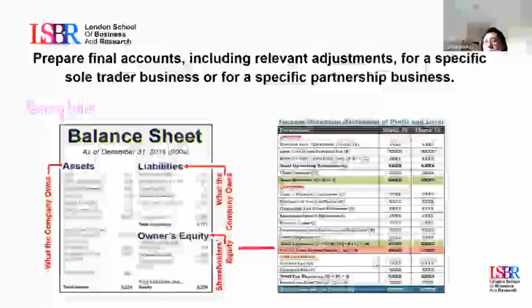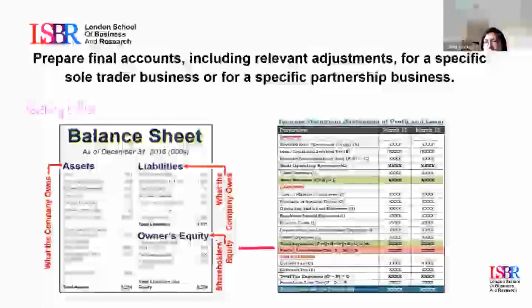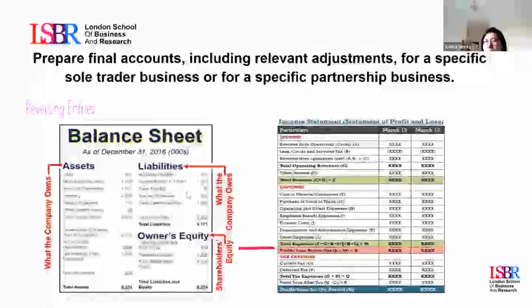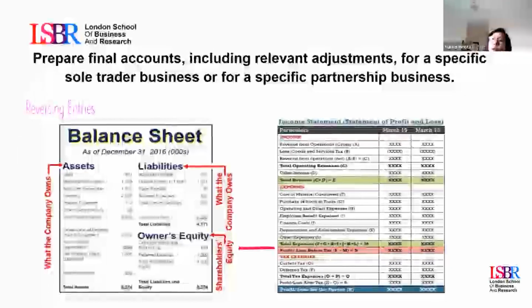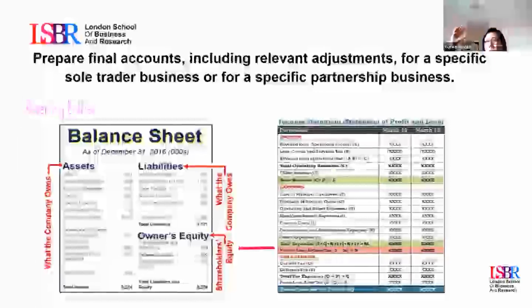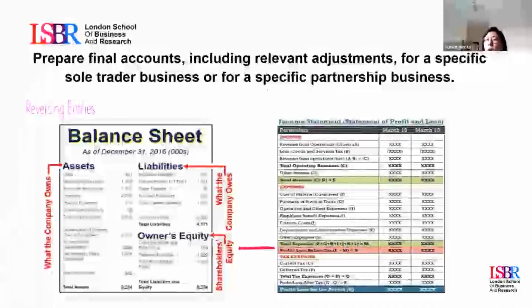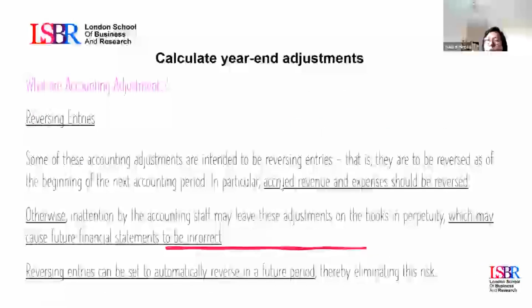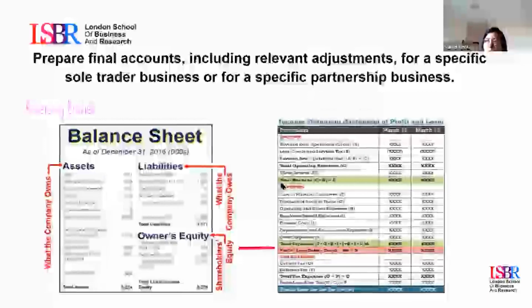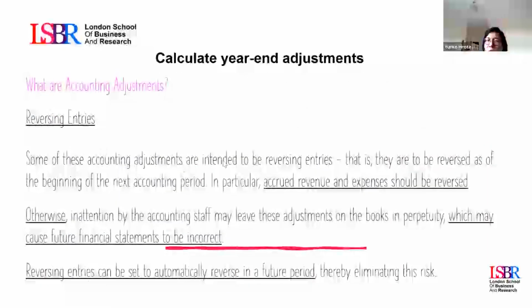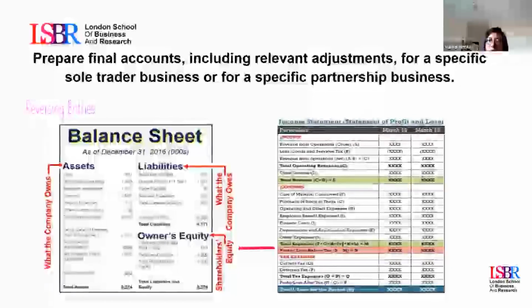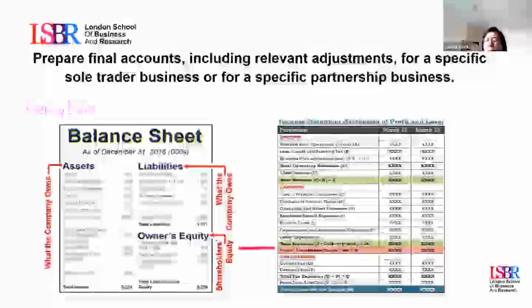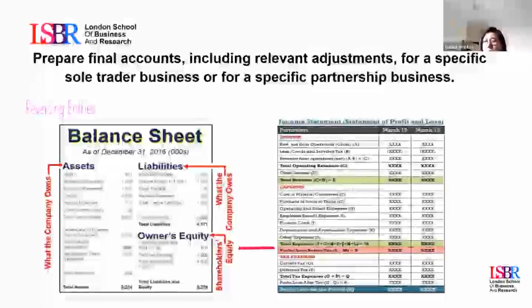This doesn't happen with the balance sheet. We don't need to clear the balance sheet at the end of the period, because the balance sheet is going to continue for the rest of the life of the company. So when we are talking about correcting mistakes or clearing a financial statement, we are talking about reversing entries. And the only financial statement in which we can clear the whole figures is the income statement.